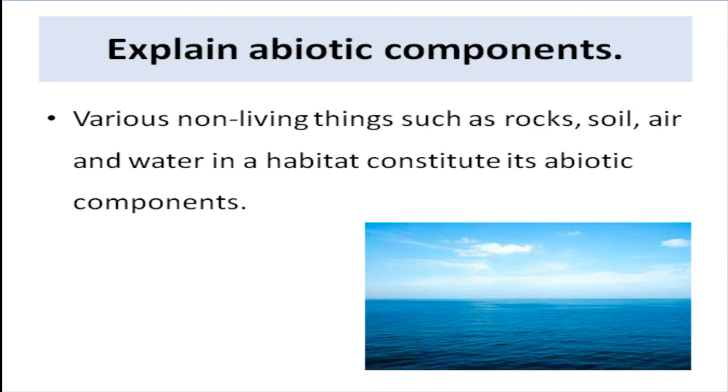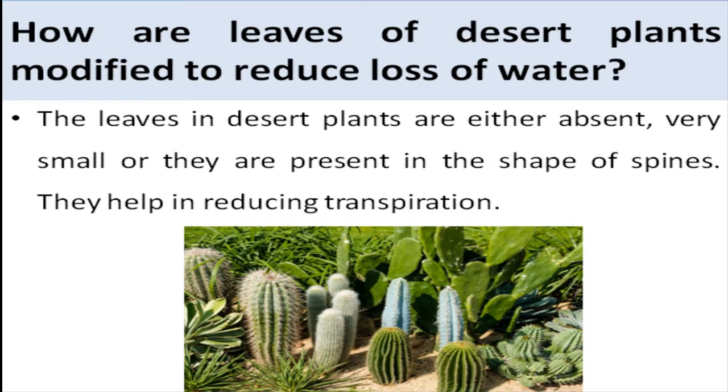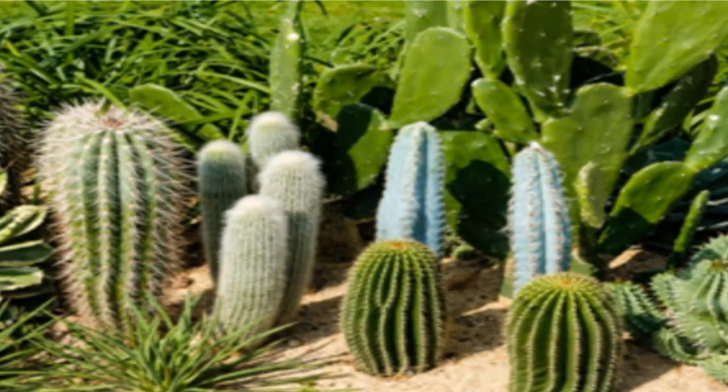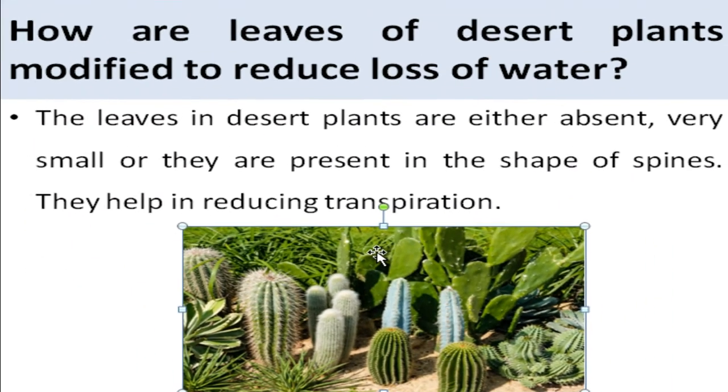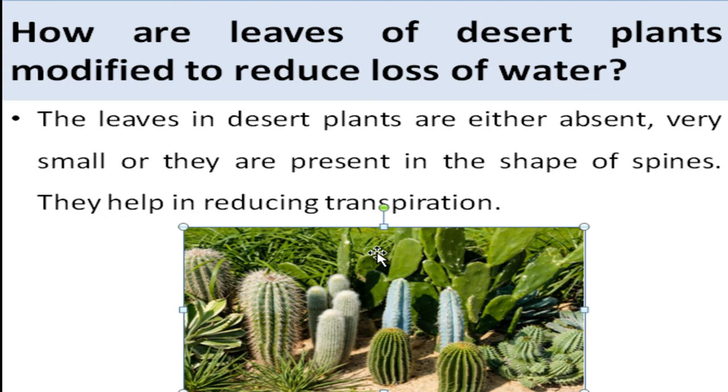Our next question is, how are leaves of a desert plants modified to reduce the loss of water? The leaves in desert plants are either absent, very small, or they are present in the shape of spines. Thus, they help in reducing the transpiration.